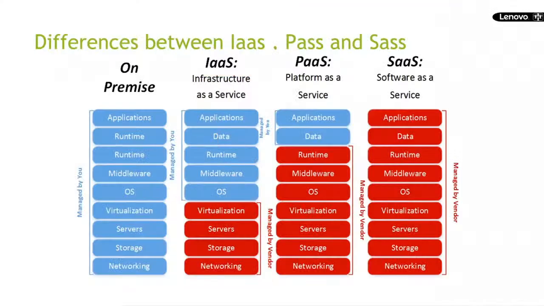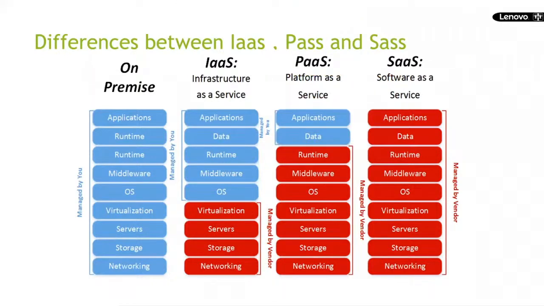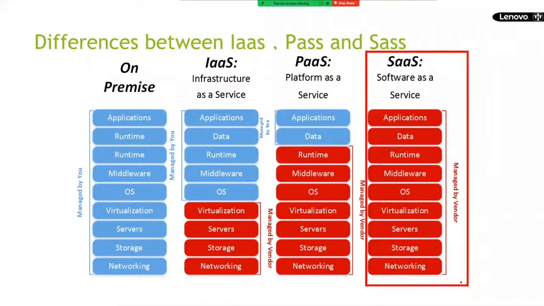Next, PaaS. What is PaaS? Platform as a service. As I said, everything is taken care of by the vendor. You only need to take care of your application, maybe .NET, Java, PHP, Python, or Ruby, which totally depends on your project requirement. That is what PaaS is. Next, SaaS, software as a service.